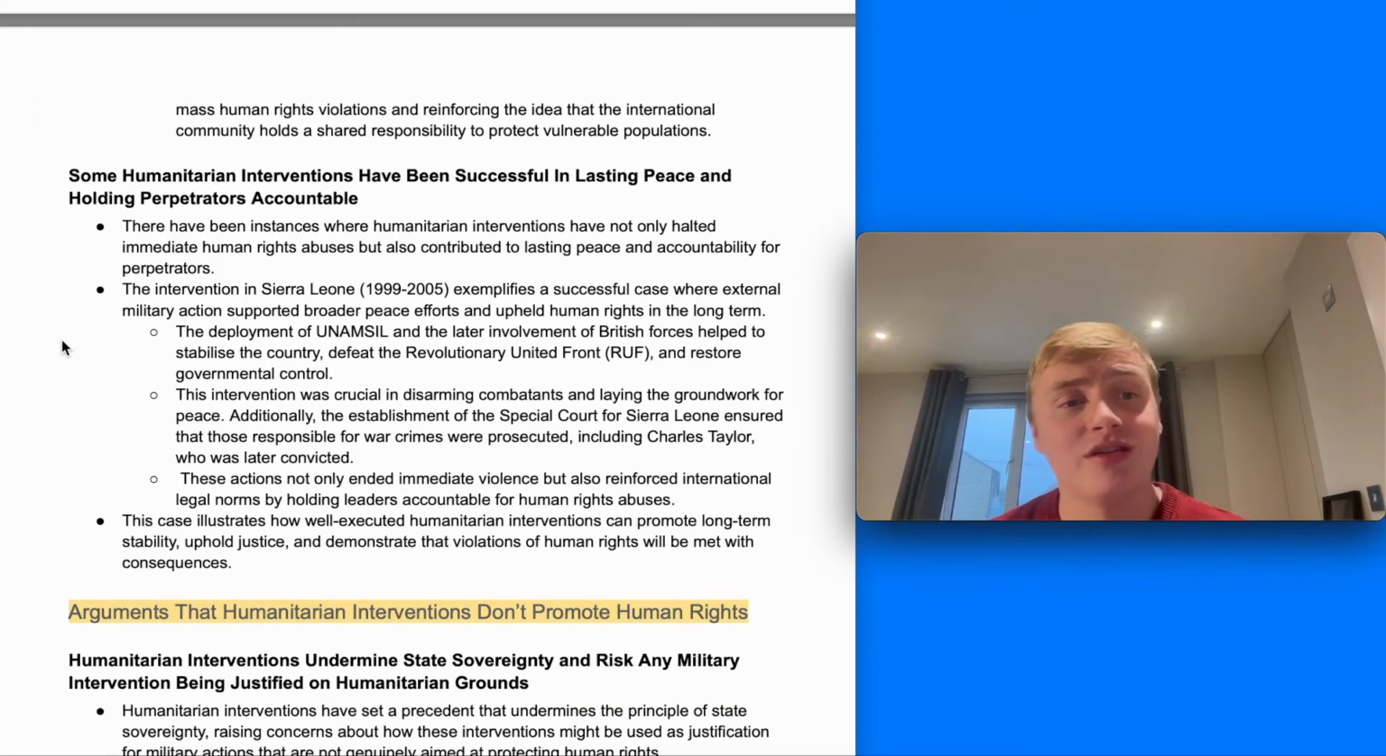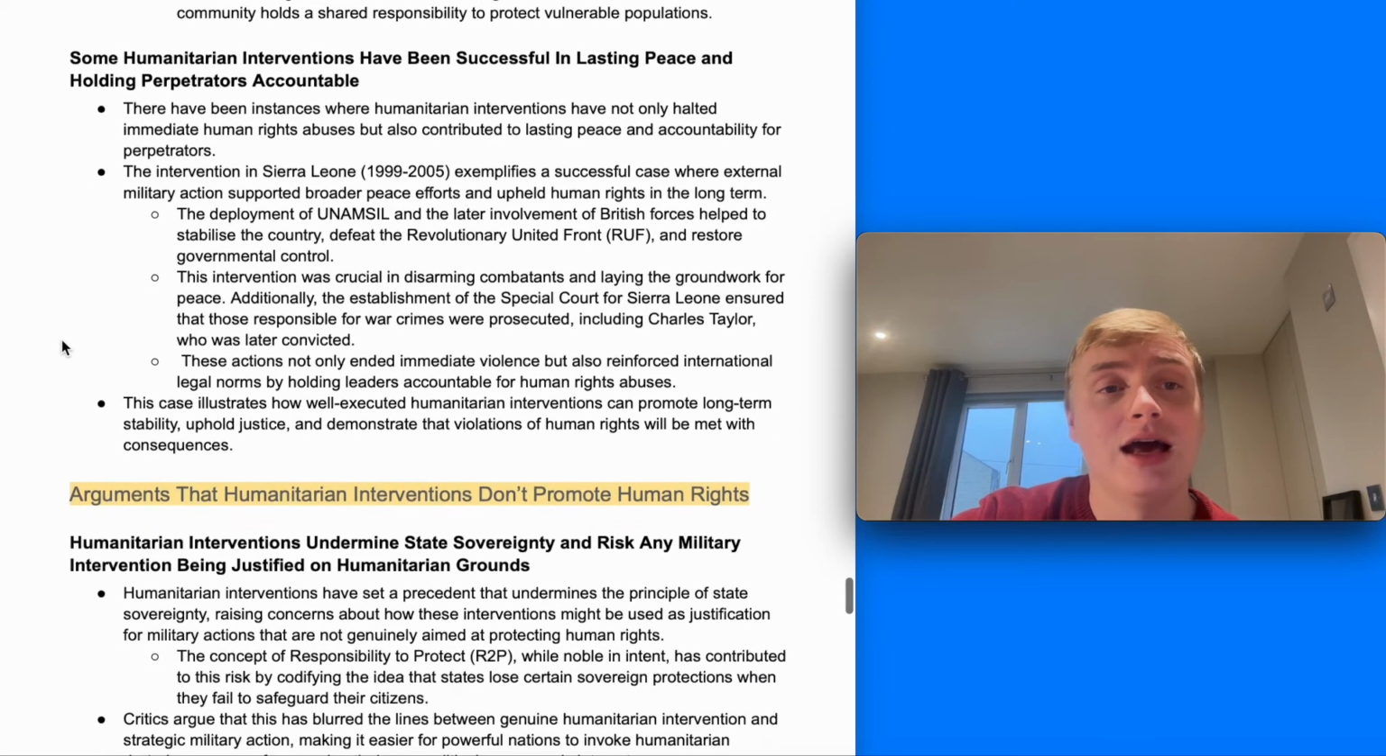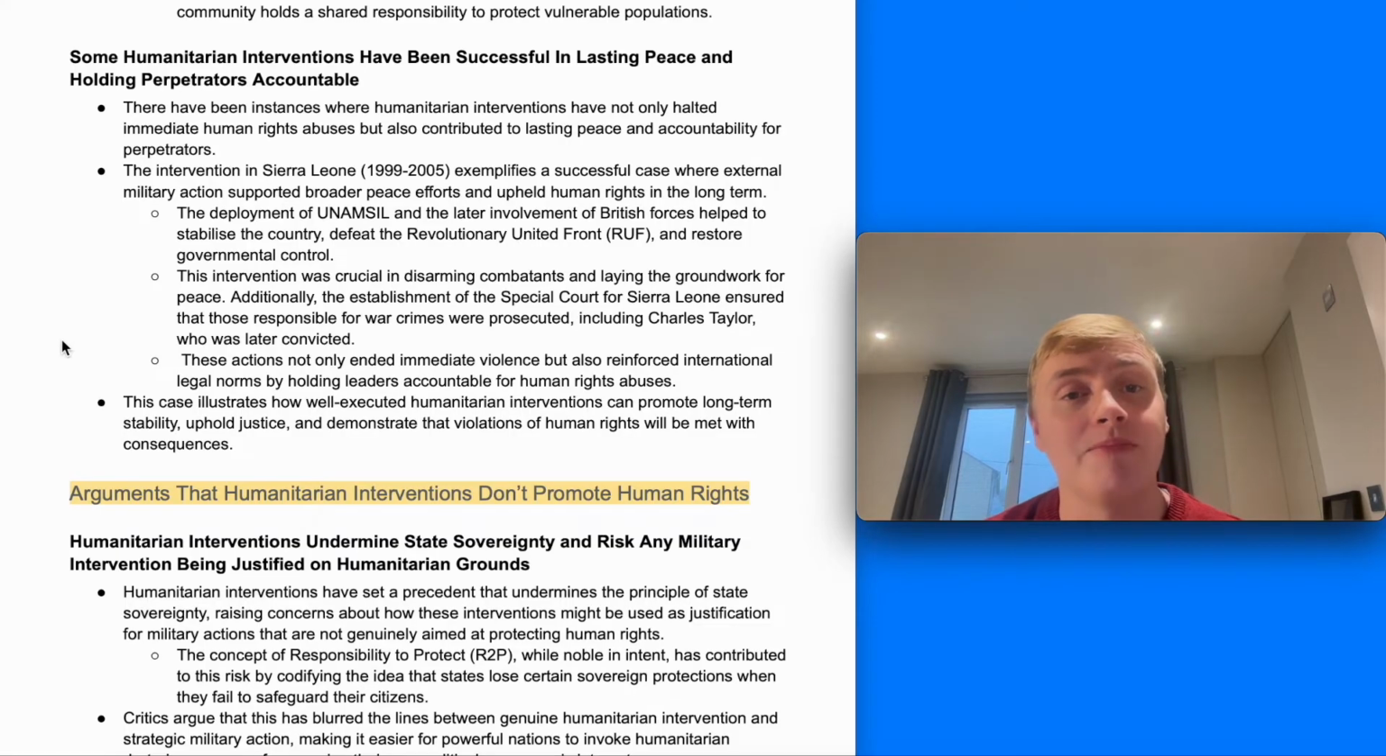And finally, you can point to the fact that some humanitarian interventions have been successful in creating lasting peace and holding perpetrators accountable. For example, the intervention in Sierra Leone is a successful case where external military action, supported by broader peace efforts, upheld human rights in the long term, rather than just immediately and failing to create long-term peace and stability, which often happens with interventions.